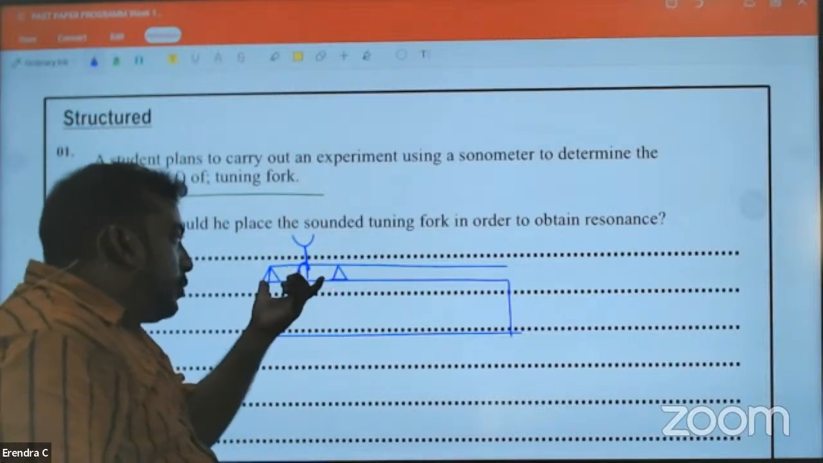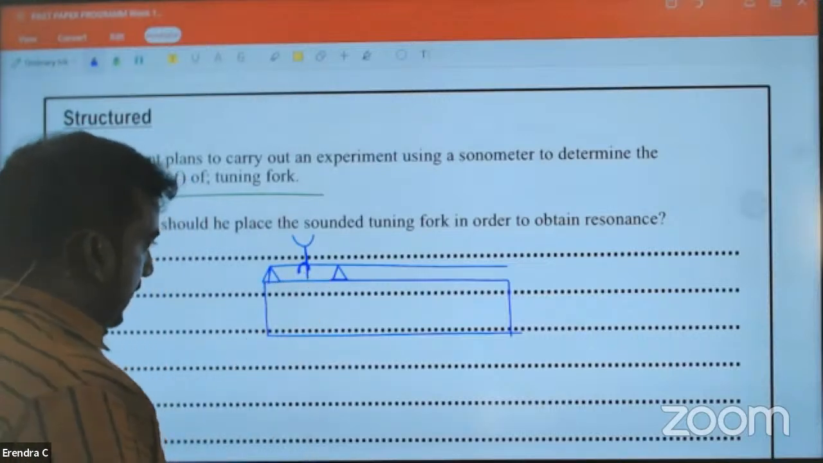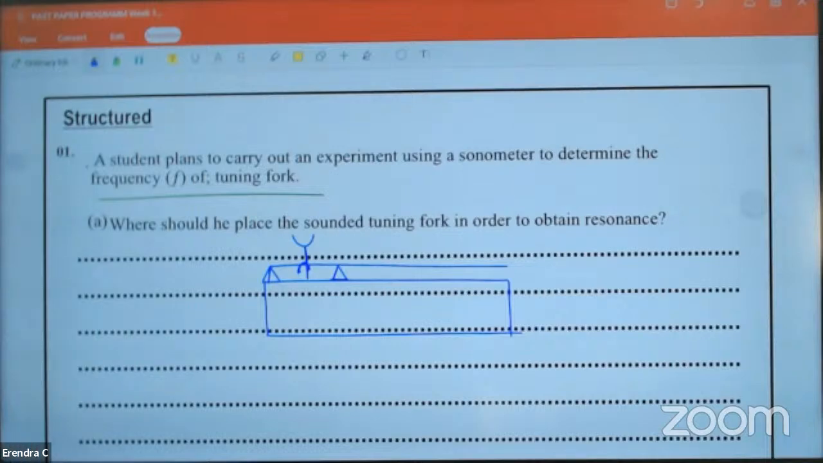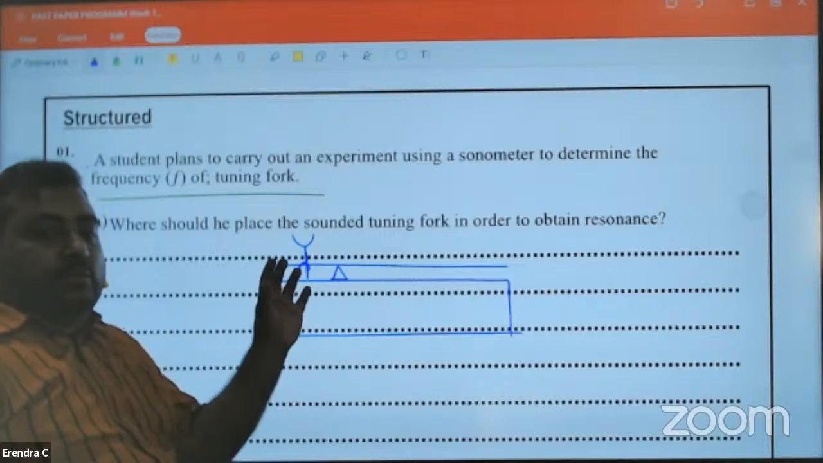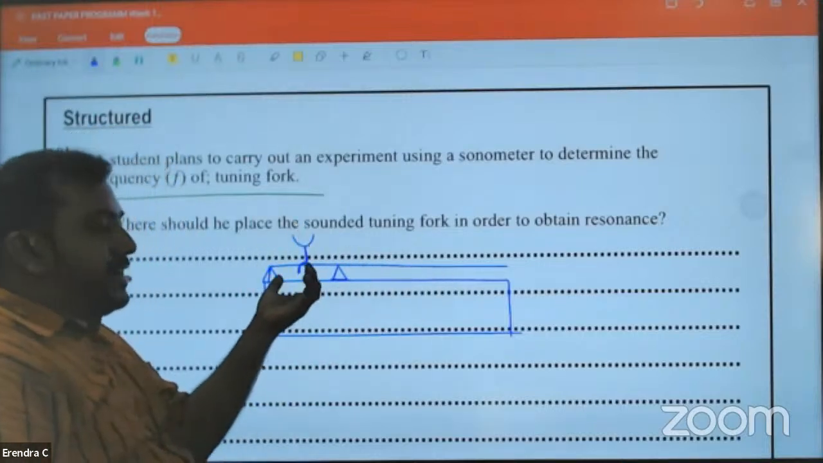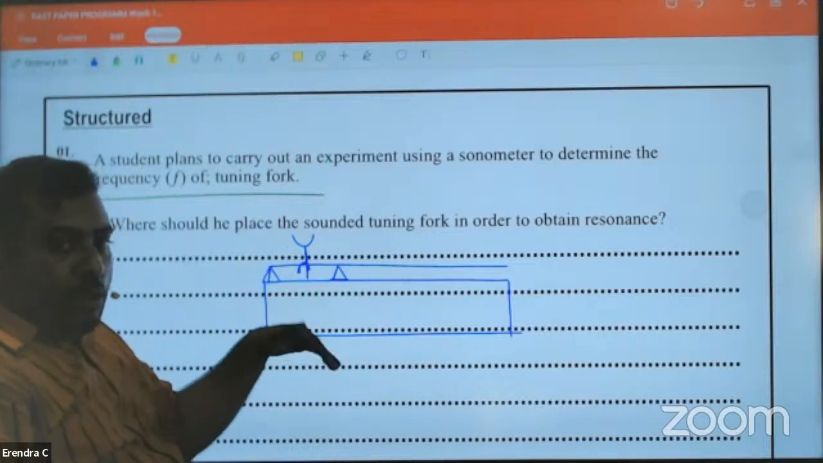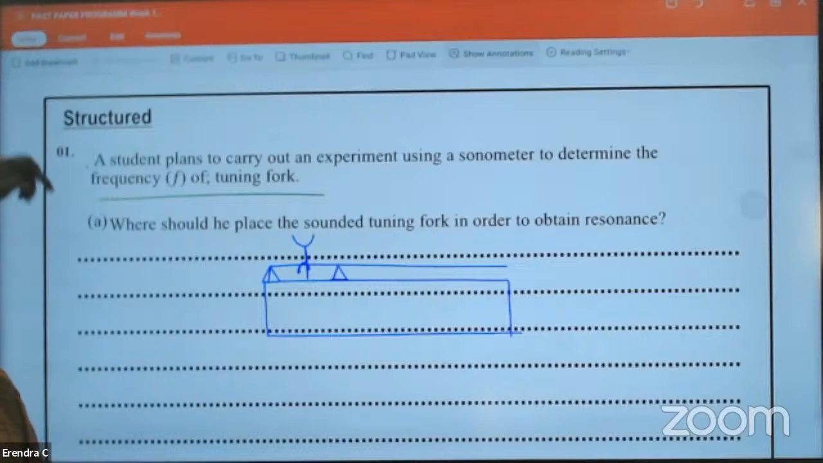and place it between the center of the pegs, the bridges. Center of the bridges. This will uniformly distribute the energy from the box to the wire. From the box to the wire. Right.